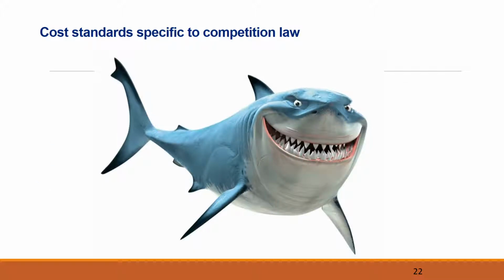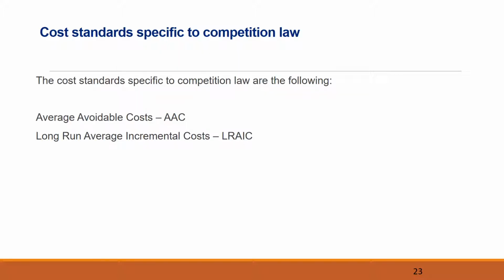After this introduction to the most important cost concepts, we can now move on to the cost standards that are specific to competition law. The cost standards specific to competition law are the following: average avoidable costs, or AAC, and long-run average incremental cost, LRAIC. In contrast to the cost concepts already presented, they are unique legal concepts and will often be unknown to economists or even accountants.